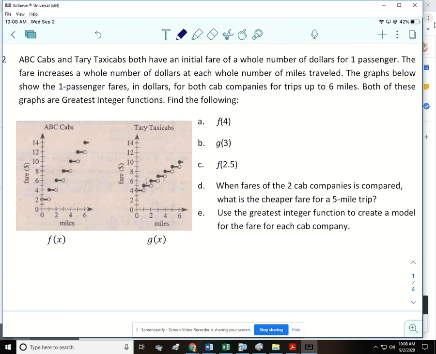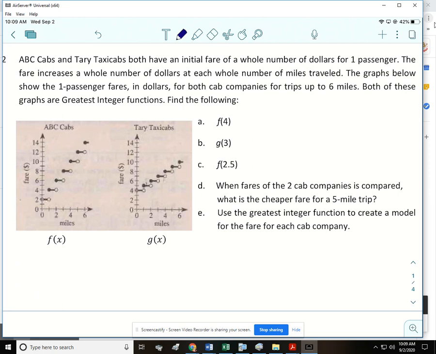Both have an initial fare of a whole number of dollars for one passenger. The fare increases a whole number of dollars at each whole number of miles traveled. The graphs show the one passenger fares in dollars for both cab companies for trips up to 6 miles. Both of these graphs are greatest integer functions. So we're going to find the following. So A asks us to find f of 4. So I labeled ABC cabs F and Terry cabs G.